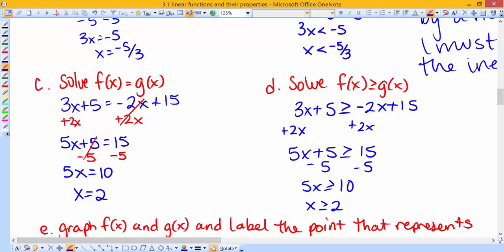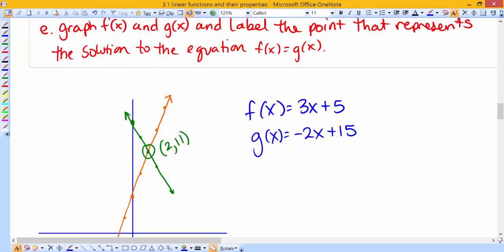And then in D, it's the same thing, except you have a greater than symbol. You go through the same process, add the 2x, subtract the 5, divide by 5, and you still get 2, but with an inequality. It's just x is greater than or equal to 2.